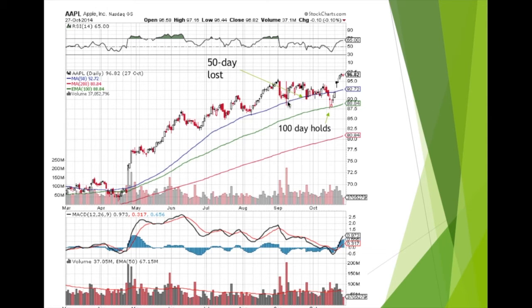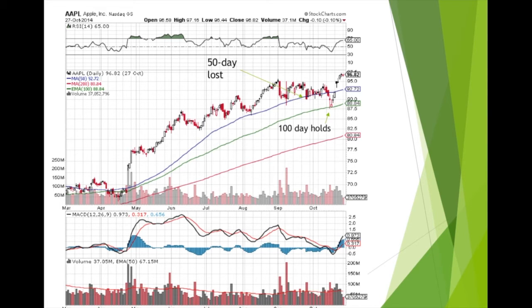So we don't sell intraday moves below the 50-day moving average. We wait for a close. So you're still in the trade. On this day, the 50 day is lost. So if you're somebody who says, I want to sell on a close below the 50-day moving average, you're buying it somewhere down in here, and then you're selling it in here. It's a nice profit. You notice it bounces right off the 100-day moving average.